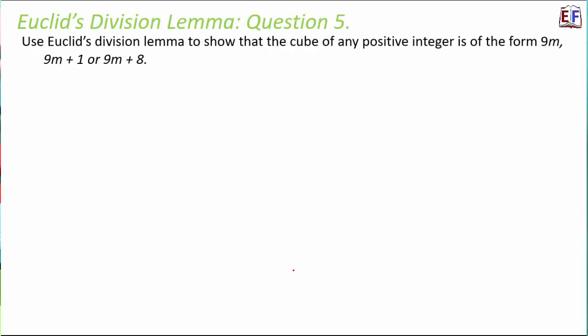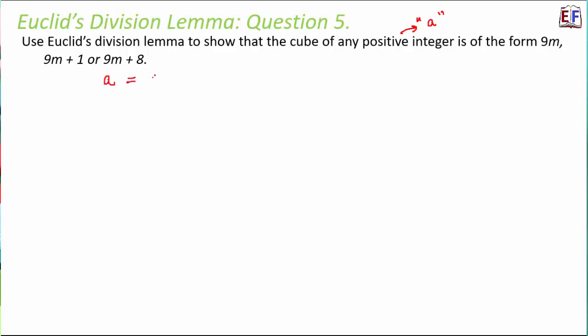Use Euclid's division lemma to show that the cube of any positive integer is of the form 9m, 9m plus 1 or 9m plus 8. So it is a question of a very similar pattern. Right, again let us assume that this any positive integer is a, and this time let us assume that the value of b is again 3. Why? Because here we will be dealing with cube, right? So you will understand it for yourself.